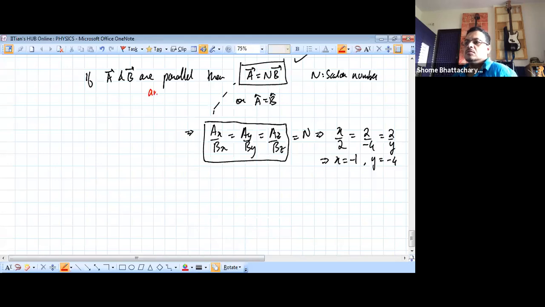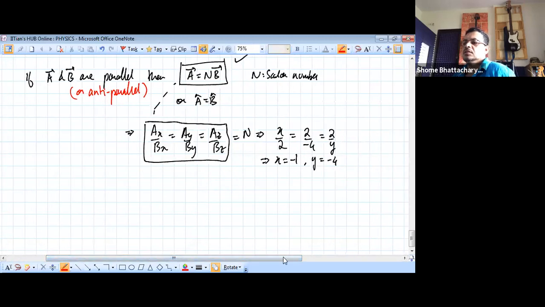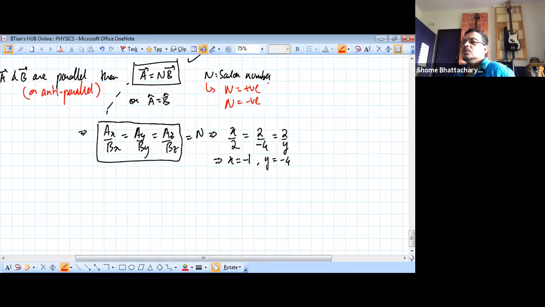because the condition for parallel versus anti-parallel is that here, if n is positive versus if n is negative. So if this ratio is positive, that means they are parallel. And if it is negative, then they are anti-parallel.